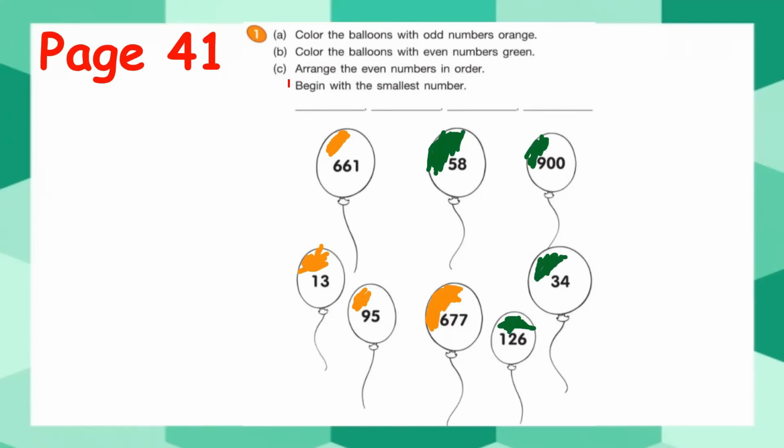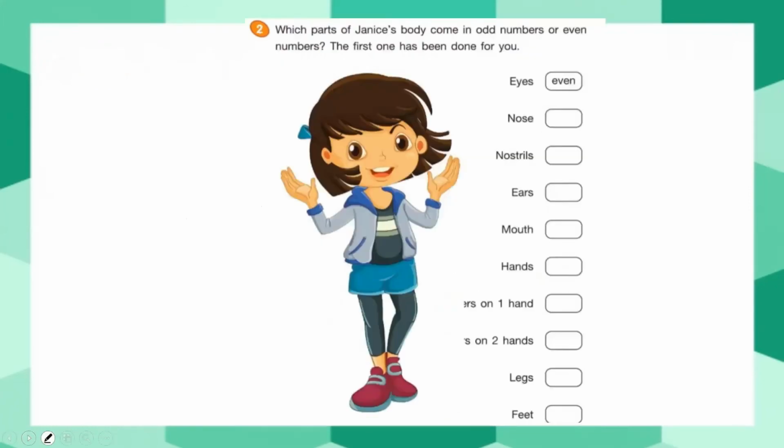Okay, next is arrange the even numbers in order. Again, letter C, you will arrange the even numbers in order. You will begin with the smallest number. Let's proceed to page 42. So exercise 2, which parts of Janice's body come in odd numbers or even numbers? The first one has been done for you. Okay, so you will count what is asked here.